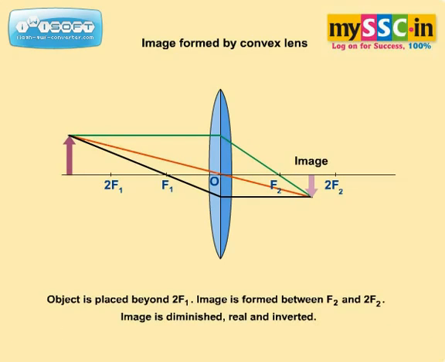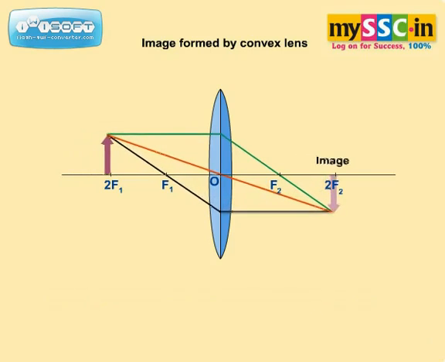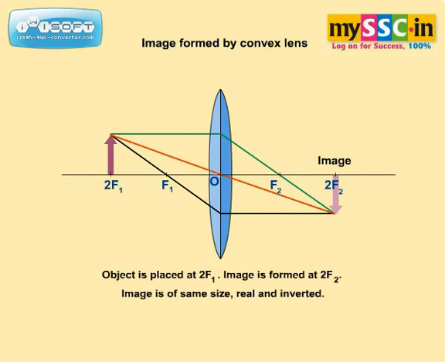When object is placed beyond 2F1, image is formed between F2 and 2F2. Image is diminished, real and inverted. When object is placed at 2F1, image is formed at 2F2. Image is of same size, real and inverted.